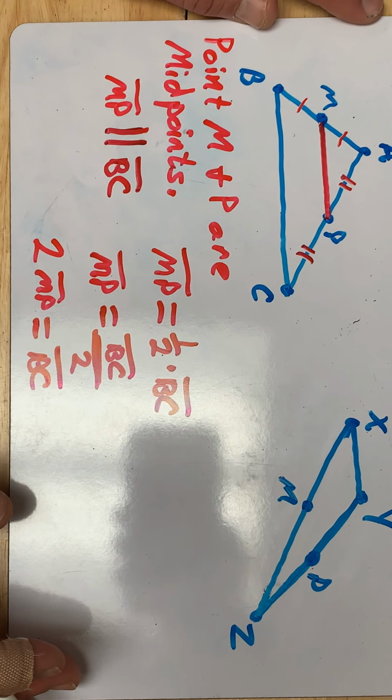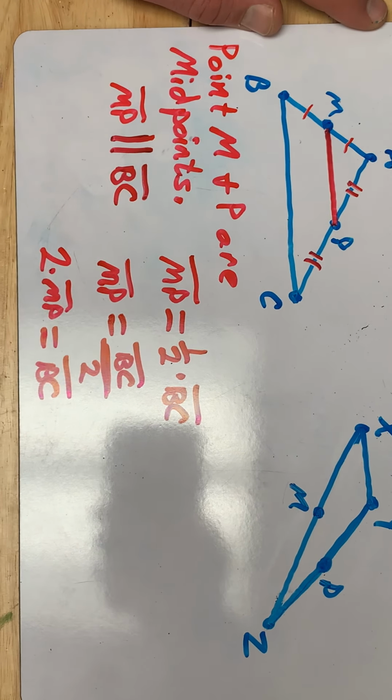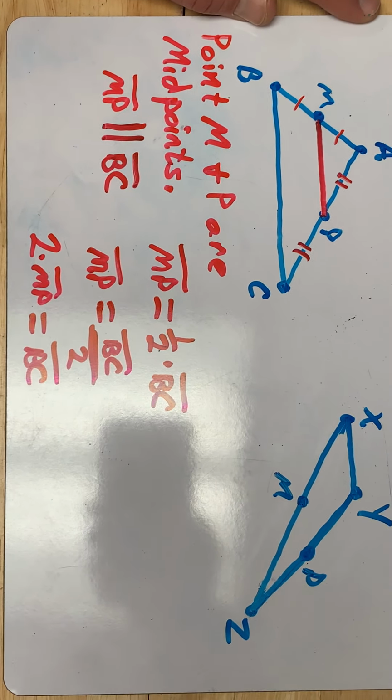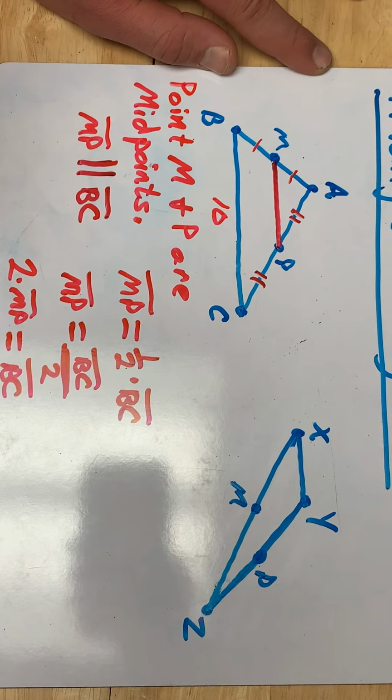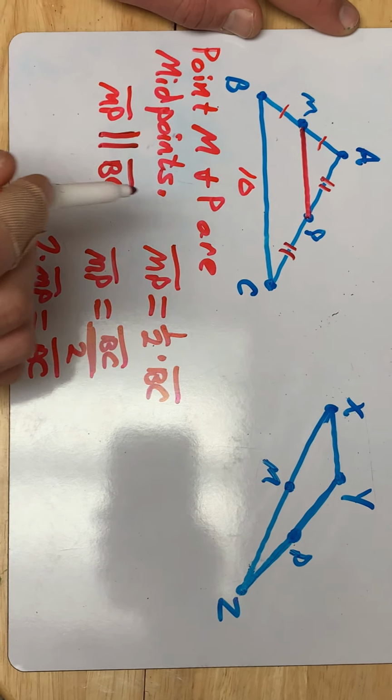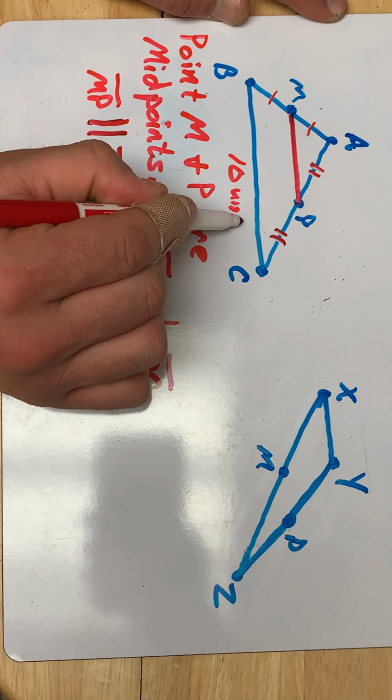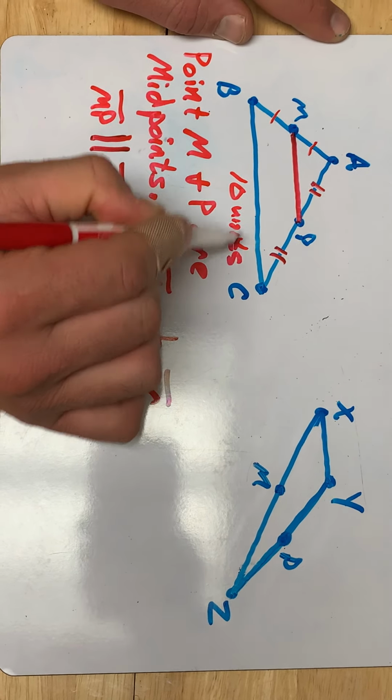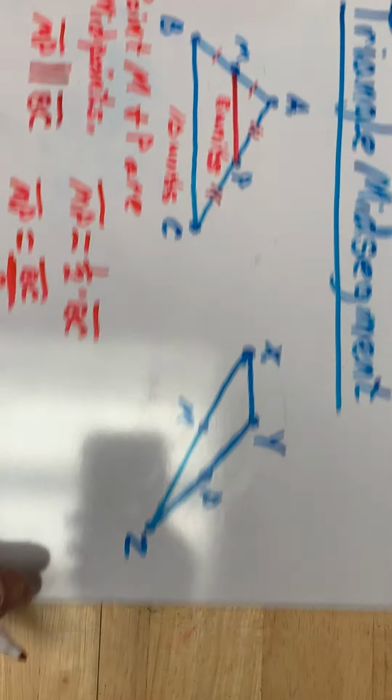Okay? Now, so if I were to tell you that side BC is 10 units long, that would automatically make MP 5 units long. Okay? All right, so go over here.